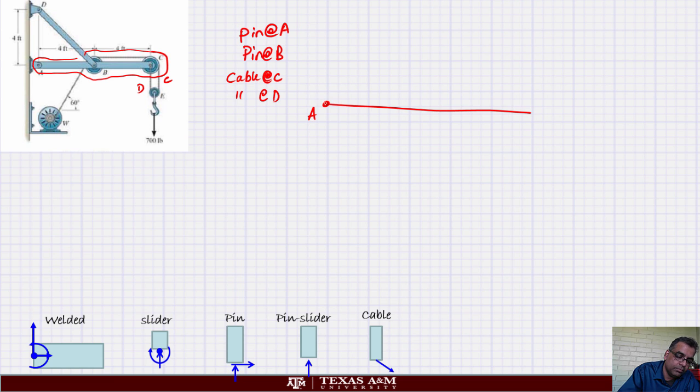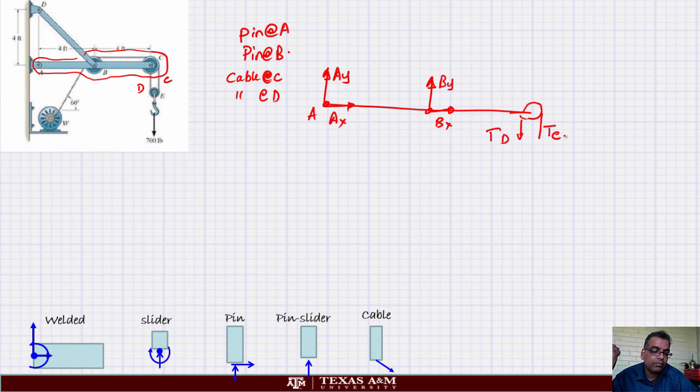Pin at A. So I'm going to put AY, AX. Pin at B, BY, BX. Cable at C and D. So all the stuff, there's a bump here, and there are these two things, TC, TD. Done.